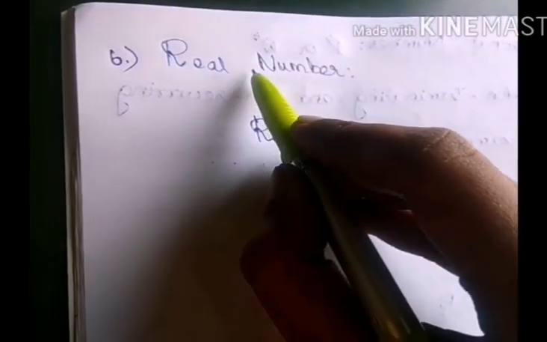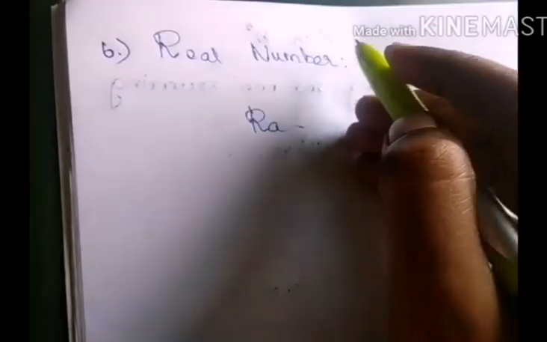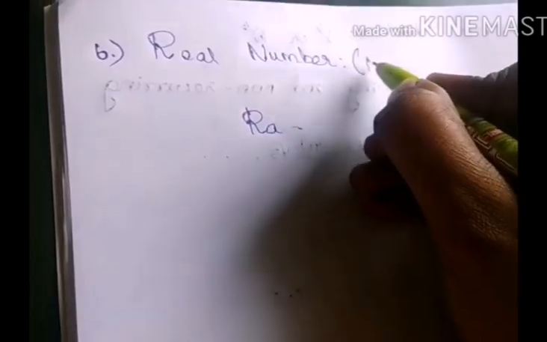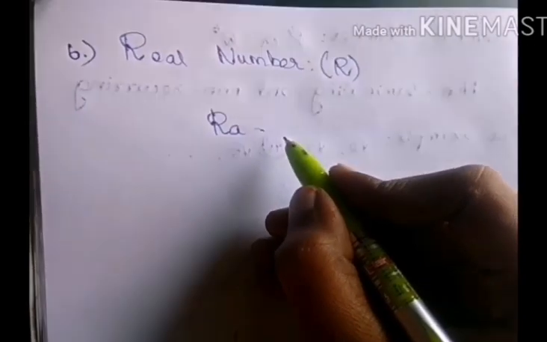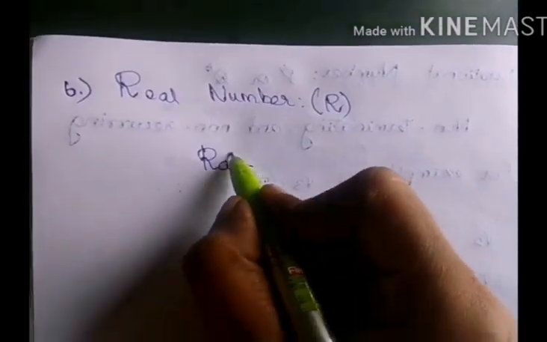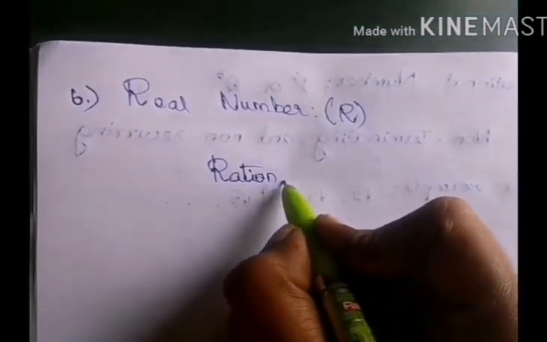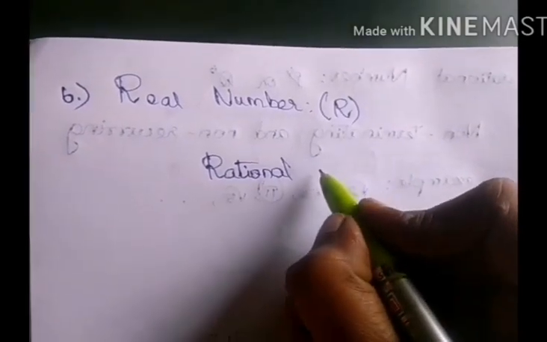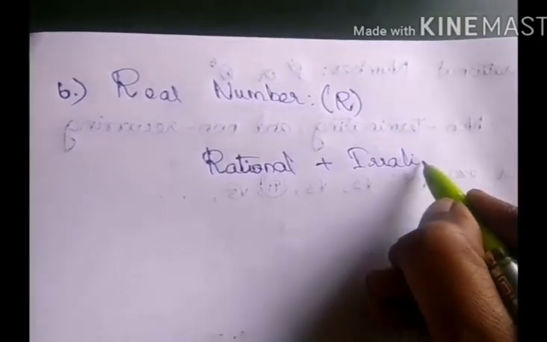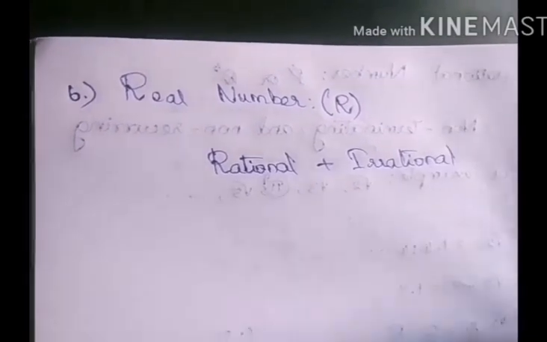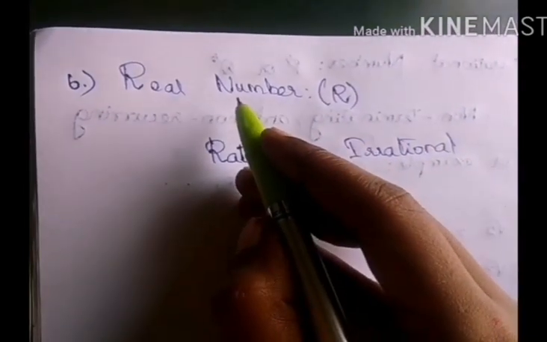Next comes real number, which is denoted by capital R. Real number is nothing but rational number together with irrational number, which is real number.